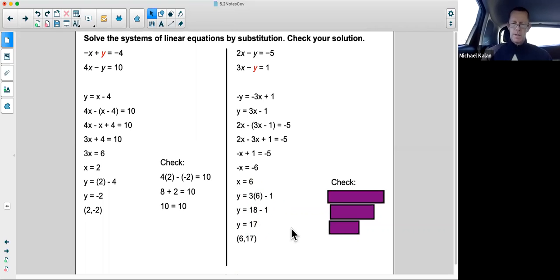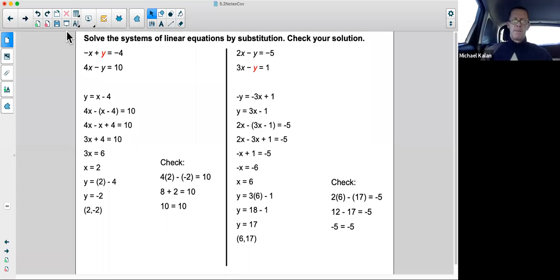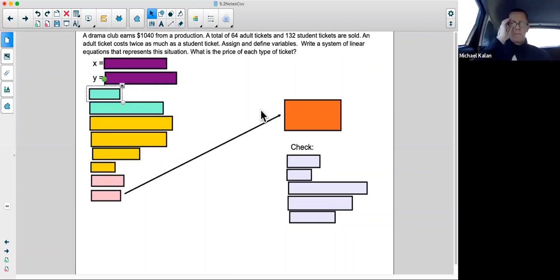You should be. Okay, and if you plug in to the top one, 2 times 6 is 12, minus 17, does that equal -5? Oh, you betcha. Same with the other one. If I go 3 times 6 is 18, minus 17, does that equal 1? Yes, it does. Okay, all right, let's try a couple of word problems using these.